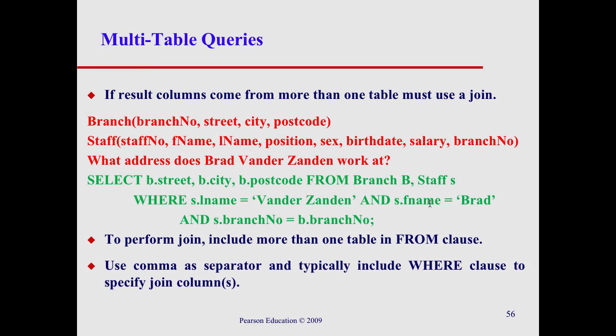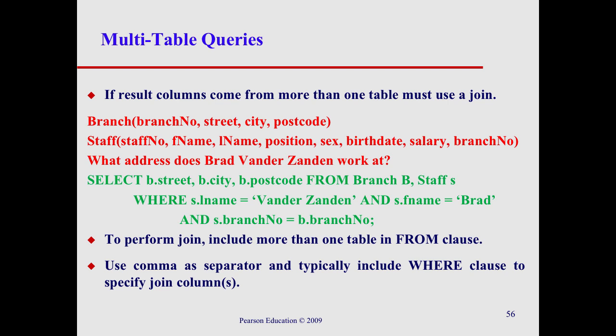If you remember, a join is a way to combine the information from two or more different relations. So here I have a branch relation and a staff relation, and I want to know the address that Brad Vanderzanden works at. If you look at the staff relation, you can see that it has a first name and a last name, but it doesn't have any address field. In order to find the address that I work at, you're going to have to use my branch number to index into the branch relation. And in the branch relation, you do see a city, a street, and a postcode. So I'm going to join the two relations using the branch number as the join attribute.